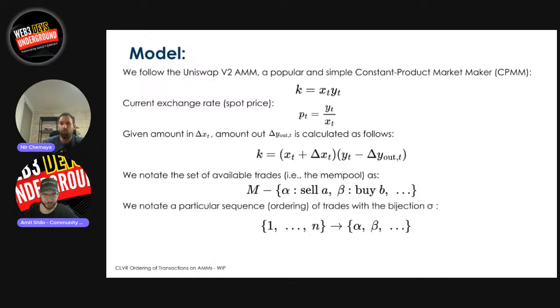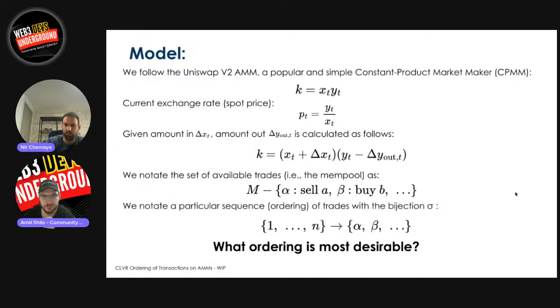So the ordering problem is this: we get a set of transactions in the mempool that are waiting for execution. You can think about it: I have transaction alpha, someone wants to sell token A. I have transaction beta, someone wants to buy token B. I have gamma, and so on. I have a set of pending transactions, some of them buy, some of them sell. Some want to give up token X and get token Y, and some the other way. The idea is that we want to find the optimal order that takes this set of pending transactions and maps them to a specific order that is the most desirable for us, which is to reduce price volatility.